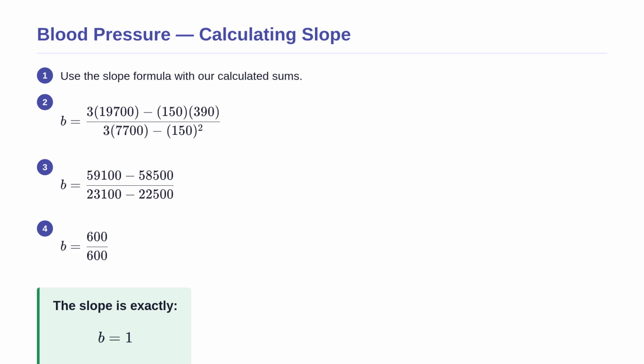The denominator becomes 23,100 minus 22,500, which also simplifies to 600. Dividing these gives us a slope of exactly 1. Physically, this means that for every 1-year increase in a patient's age, their systolic blood pressure increases by exactly 1 unit.